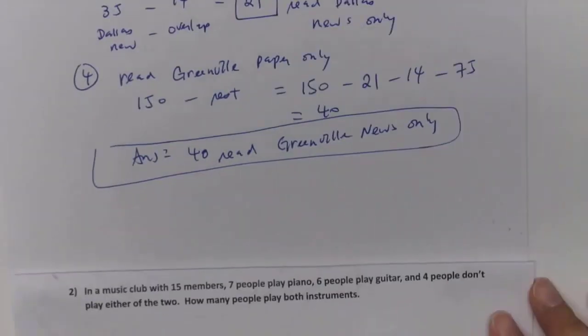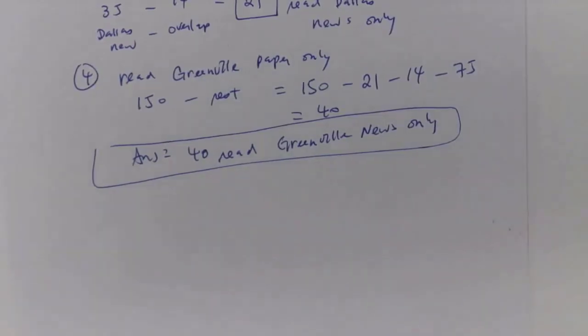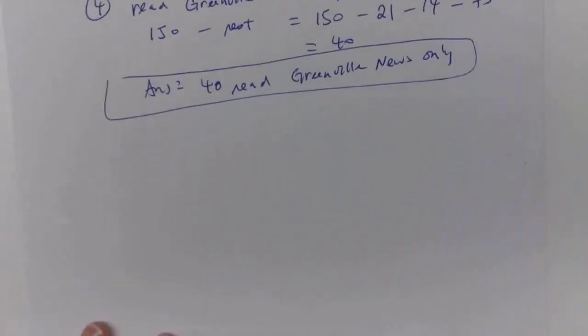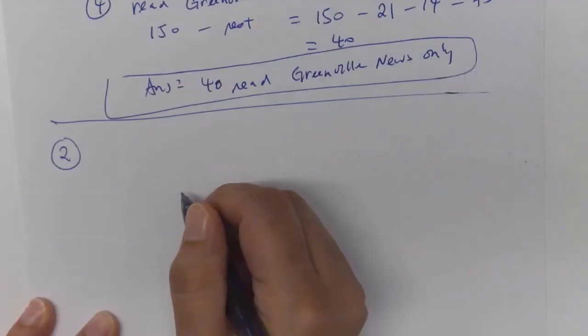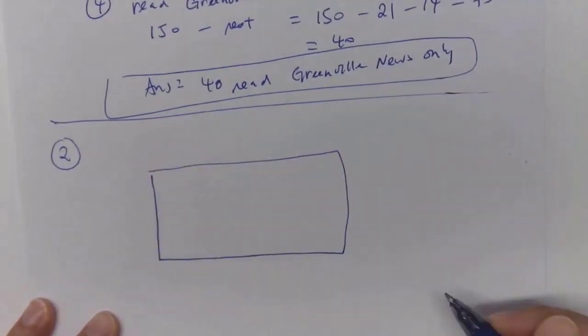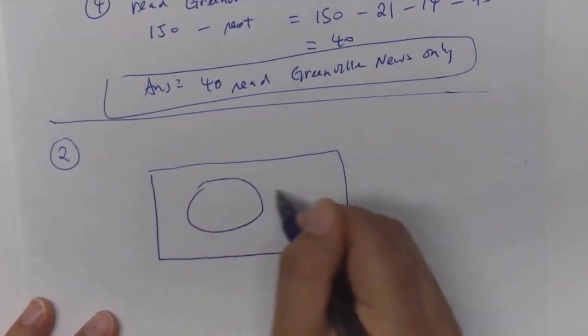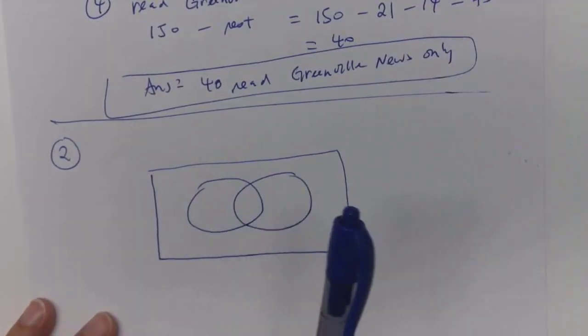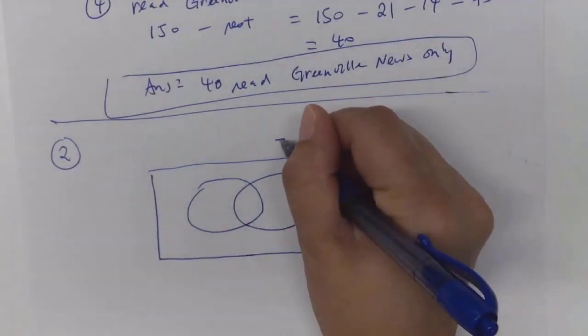Are we okay? We have a music club with 15 members. 7 of them play piano, 6 play guitar, 4 don't play anything. How many people play both? Okay, so how do I set up the Venn diagram first of all? First I draw a rectangular box, okay? And then inside we have the circle. What do we label the circle? The universal have 15 people, okay?